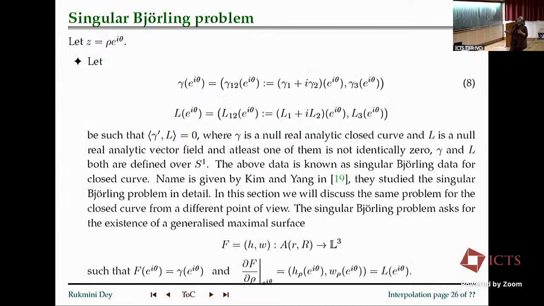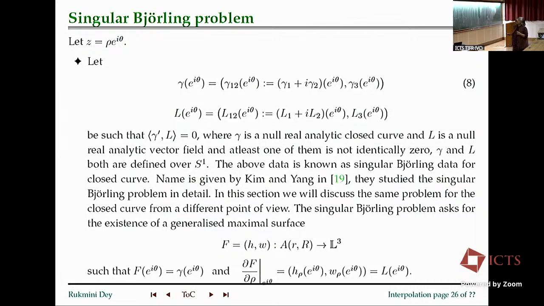So what is the singular Björling problem? The singular Björling problem is when you have a curve, z is rho e to the i theta, you put. So you combine it, the h part is gamma 1 plus i gamma 2 times e to the i theta, and gamma 3 is the height. L is also like this. And gamma prime, this is the L inner product, I'm sorry, this L inner product is equal to 0. And gamma is a null real analytic closed curve.